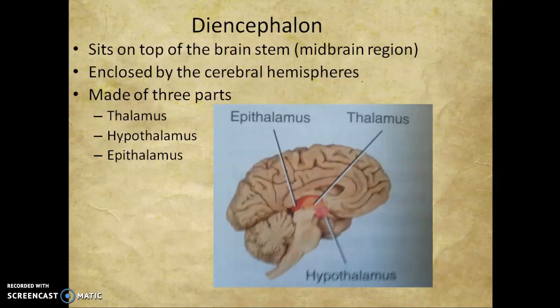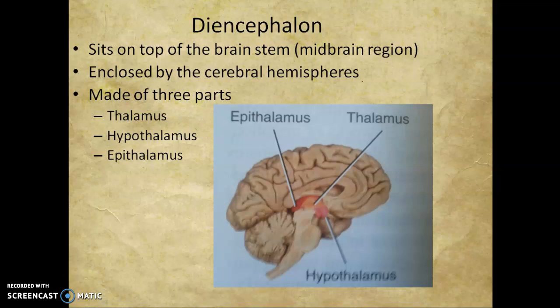So the diencephalon is the second major region within the brain. So the cerebrum takes up the most. The diencephalon is another region of the brain, and this region you cannot see from the outside. Okay, so to see the diencephalon, you would have to cut a brain in half to be able to see it. And that's because the diencephalon is in the very innermost portion of the brain.